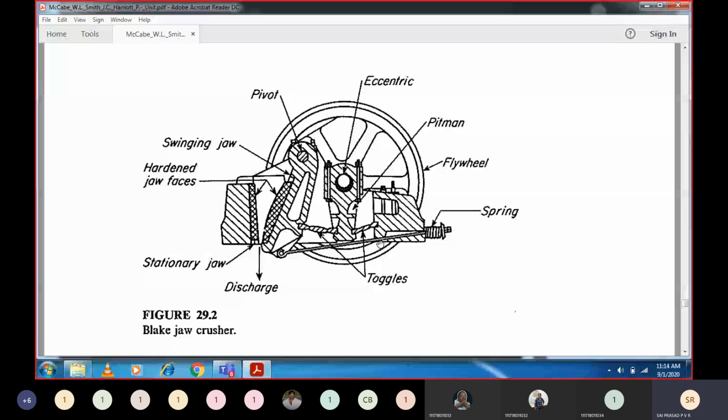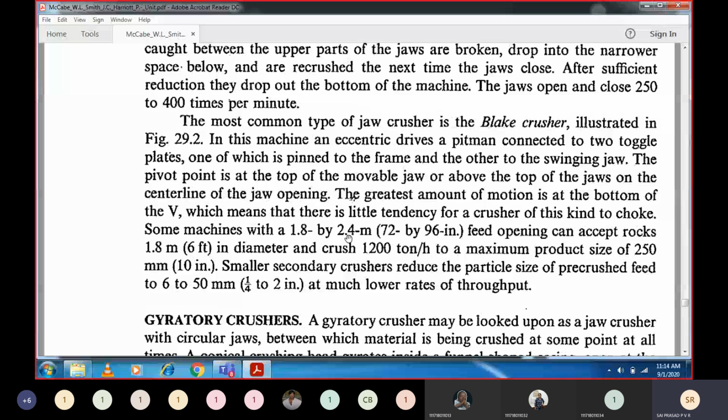The pivot point is at the top of the moving jaw, above the top of the jaws, on the center line of the jaw opening. So the pivot is at the top, at the center of the jaw crusher, like a swinging jaw is like this. At the center of the central axis, if you draw it, here we are going to have the pivot. Then the greatest amount of motion is at the bottom of the V shape, which means that there is little tendency for a crusher of this kind to choke.